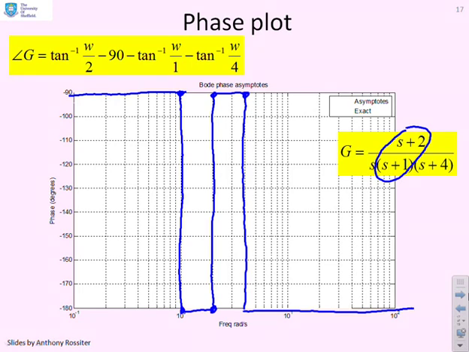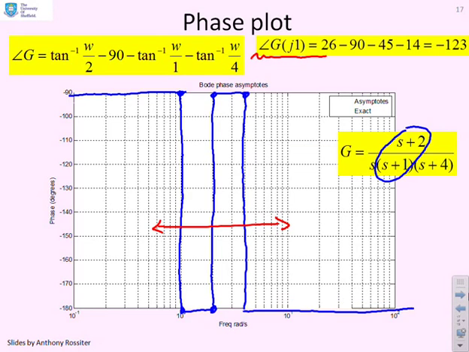So having done that, what I now need to do is do a few exact computations. So where do I need exact computations? Well, probably in this region here. So let's do a few. If I do G of j1, I get minus 123. There it is. G of j4, I get minus 147. So let's mark there. There it is.